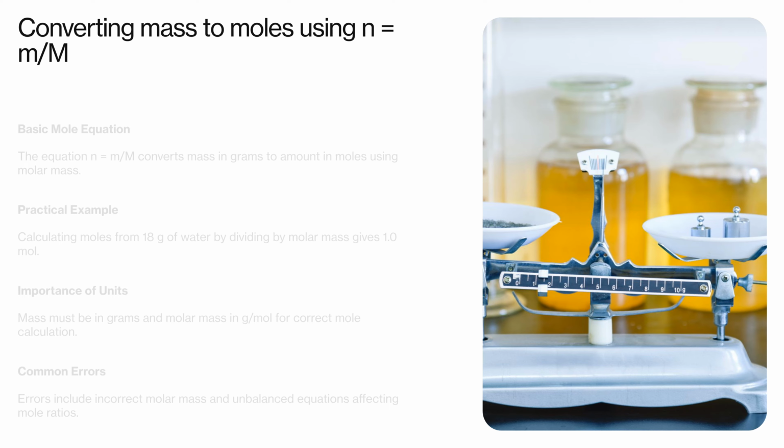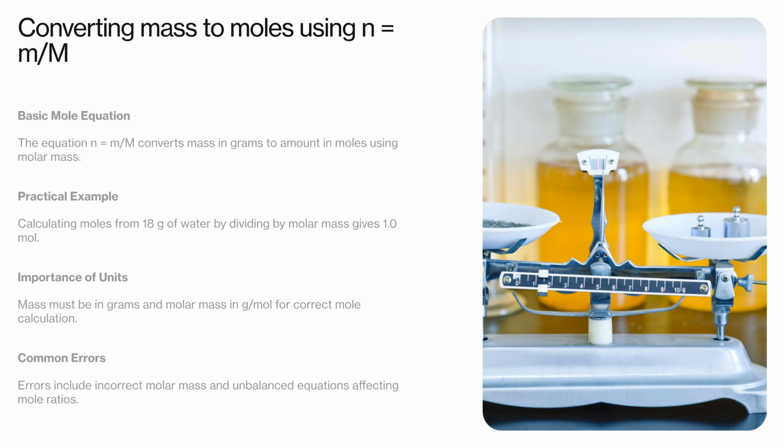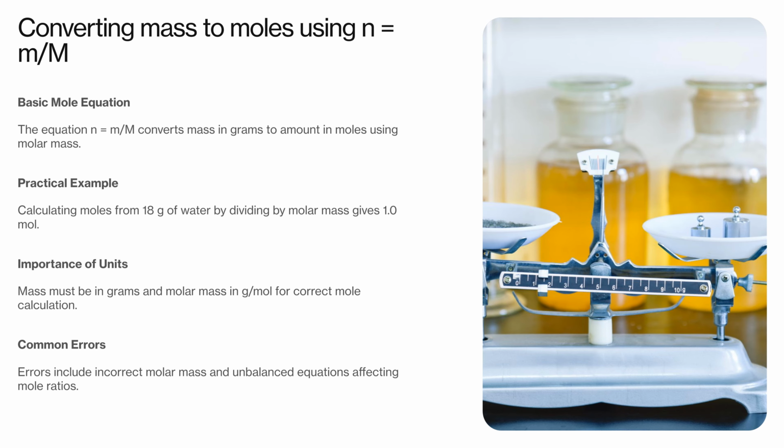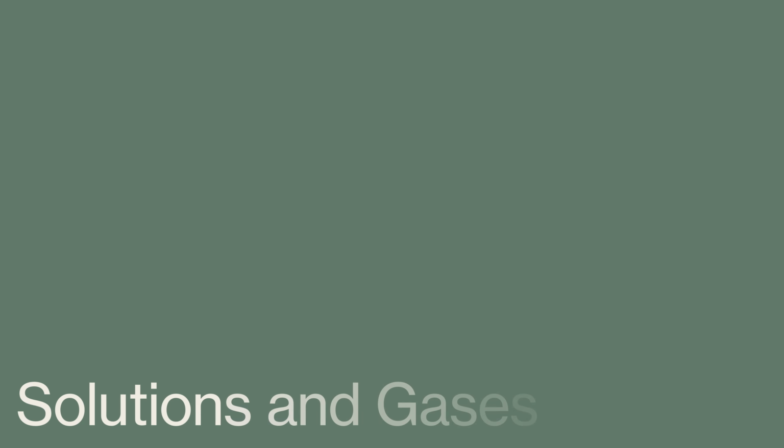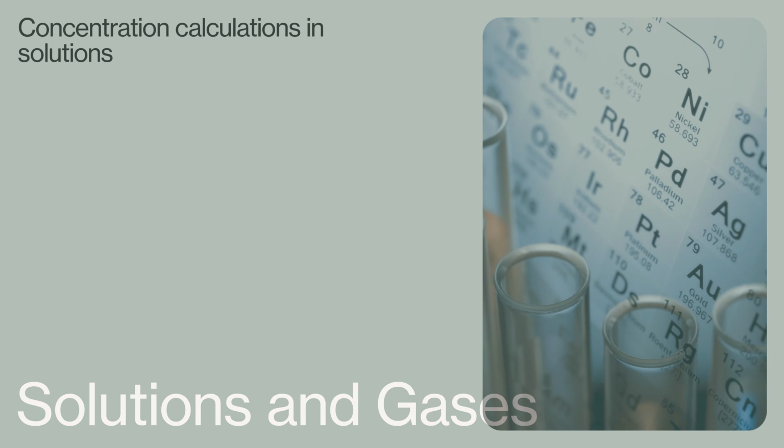One of the most frequently used equations in chemistry is n equals m over M, where n is the amount in moles, m is the mass in grams, and M is the molar mass in g mol^-1. This relationship allows chemists to convert a measurable mass into an amount of substance, which can then be used in further calculations. Concentration calculations in solutions, the ideal gas equation and gas calculations, graphical relationship between moles and gas volume.